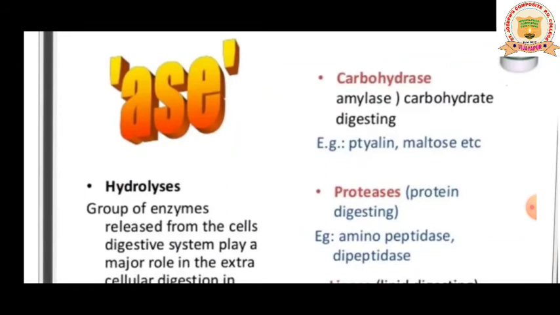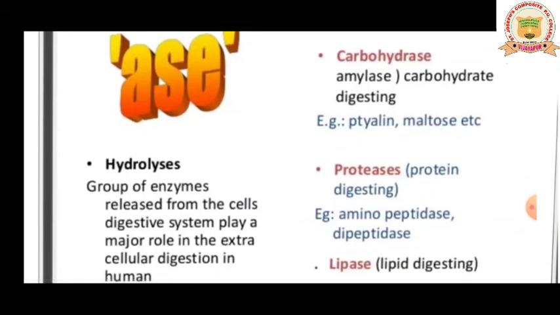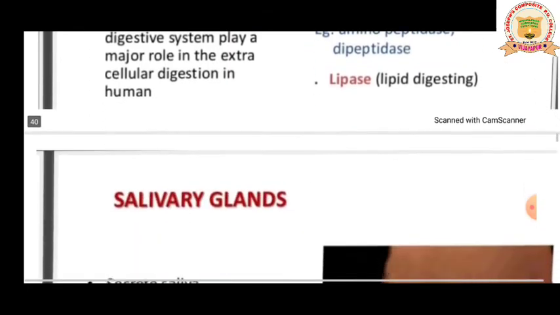Hydrolases are a group of enzymes released from a cell. The digestive system plays a major role in extracellular digestion in humans. So these are the group of enzymes released from the cells of the digestive system, and they play a major role in extracellular digestion in human beings. So what is the work of an enzyme? It plays a major role in extracellular digestion in humans.